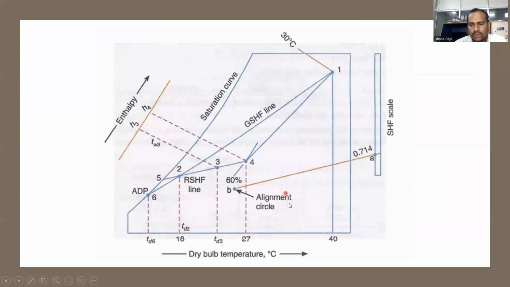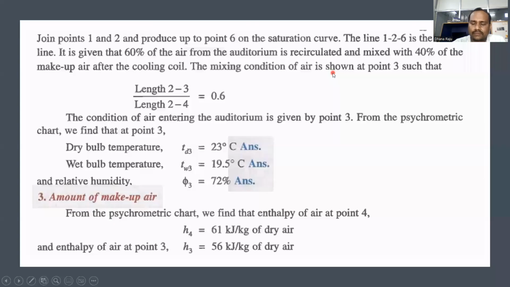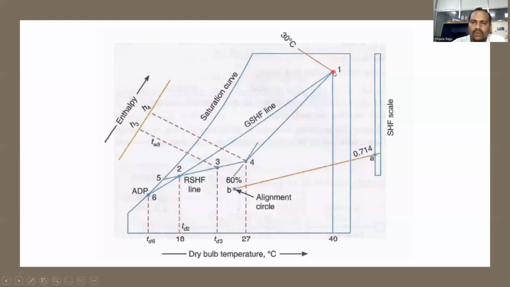Look at here. So at 40 degrees centigrade and 30 degrees centigrade WBT, locate this point 1. So first locate point 1 on the psychrometric chart, right? At 40 degrees centigrade, 30 degrees centigrade, WBT. WBT lines are inclined lines, and the 40 degrees centigrade line is a vertical line. So locate 1 here. Then on the right hand side, there is a sensible heat factor scale. So this is 1 and this is 0. At 0.714, locate a point like this and assign it as A, which is equal to 0.714, right?